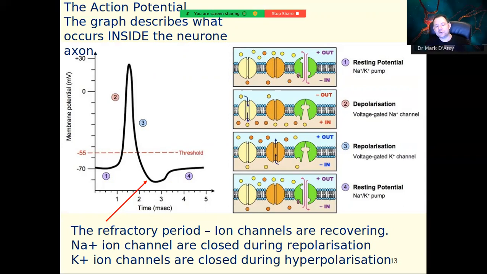Now, as I said, you do have an overshoot because you've got potassium already in the cell. Now what happens is you start to reset. You end up briefly even lower than minus 70. At this point, you're in a kind of refractory period where the ion channels are recovering. Sodium ion channels are closed during this repolarization process. Potassium channels are also closed during this hyperpolarization that I mentioned earlier. What we end up with is a brief period where the nerve just cannot fire at all.